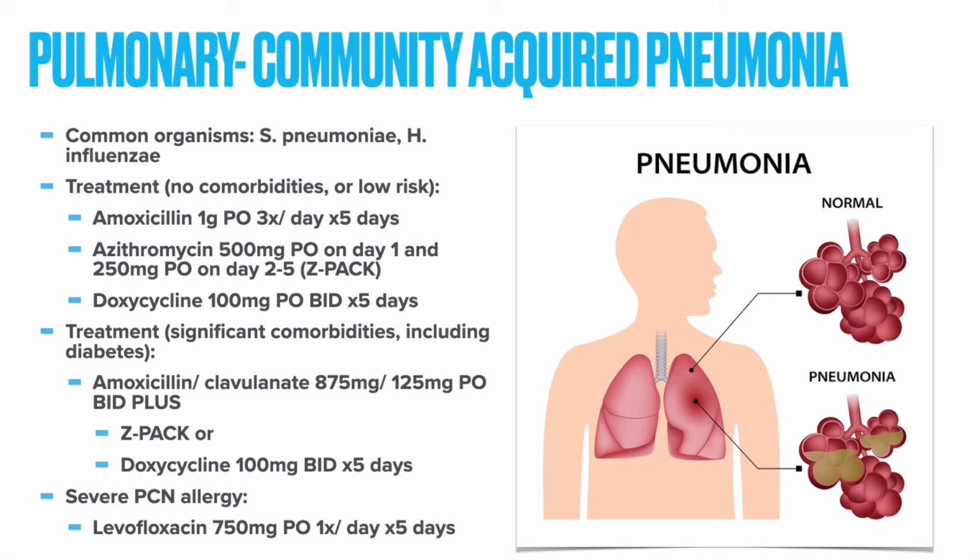For those patients who have significant comorbidities that includes diabetes, or you have a concern for treatment failure, then Augmentin, which again, of course, is the amoxicillin clavulanate, is going to be a more appropriate choice for that patient. Also, levofloxacin, the fluoroquinolone, is an option for those patients who have severe penicillin allergies.